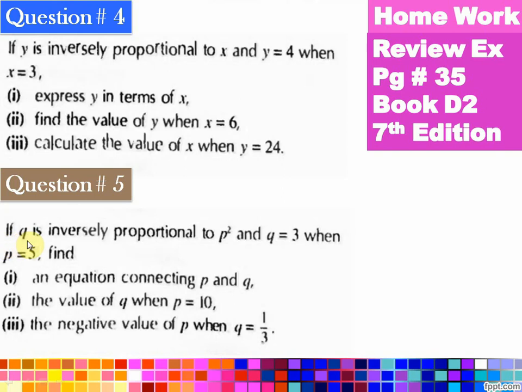Question number 5 is if q is inversely proportional to p square and q is equal to 3 when p is equal to 5, find the equation, then find the value of q when p is equal to 10, then the negative value of p when q is equal to 1 over 2. It will be the answer in the negative one. So these are all questions from the review exercise.